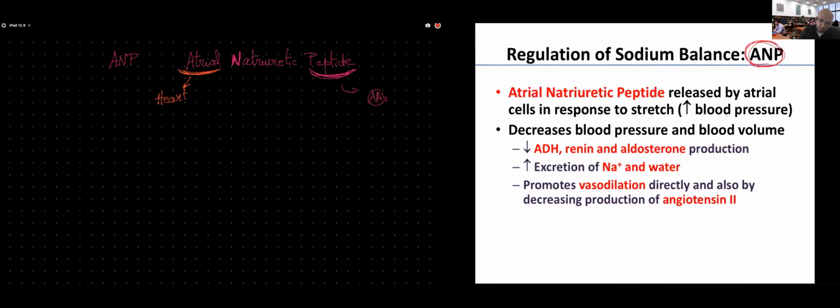Can you remind me what is meant by diuretic? Water loss in the urine. So what is meant by natriuretic? So diuretic is water loss in the urine. What is natriuretic? So uretic means loss in the urine.